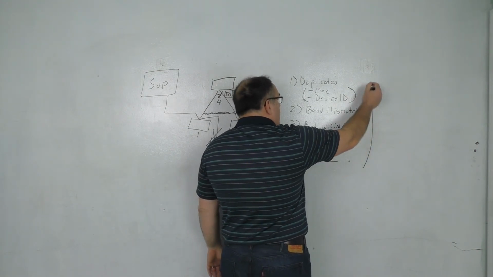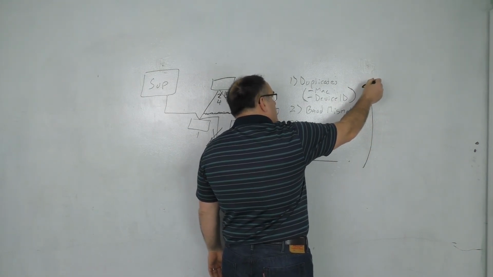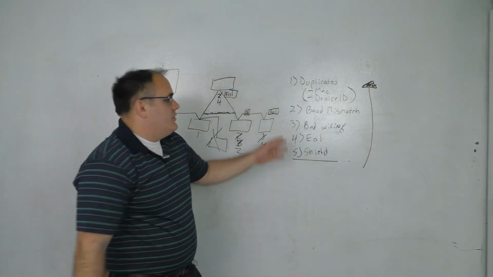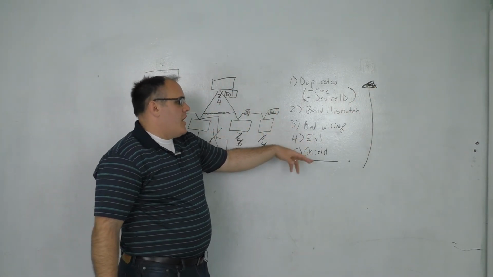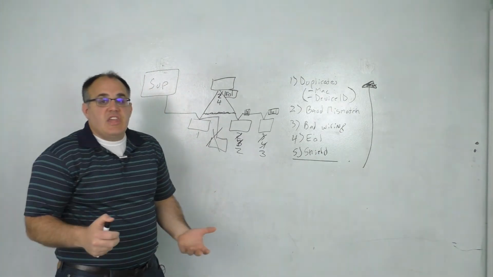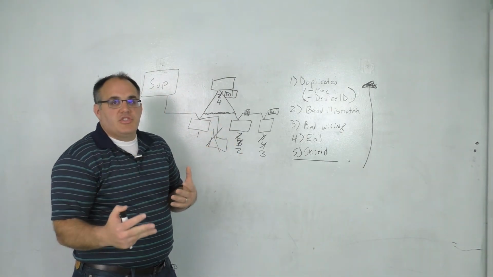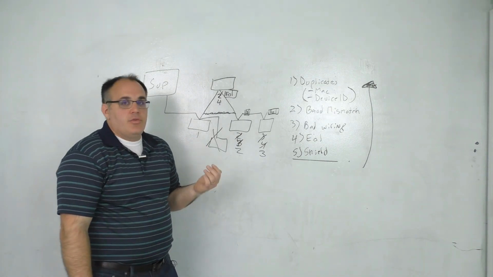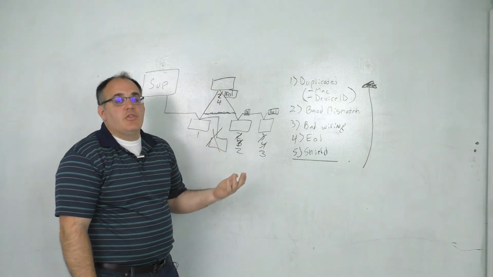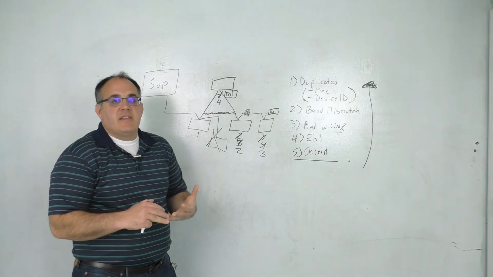This is the order of troubleshooting commonality: duplicates, baud rate mismatch, bad wiring, end of line, and shield. So there you have it. These are the most common troubleshooting issues. We talked through installation, we talked through integration, and we talked through what BACnet MSTP is.